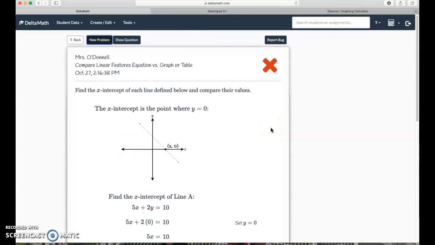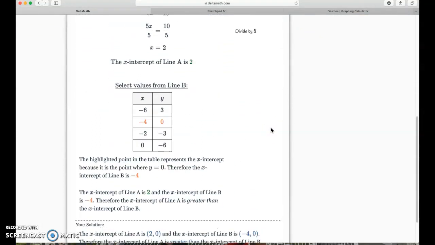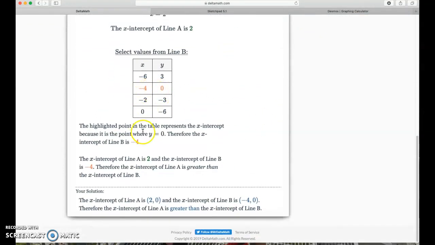Okay, and sometimes this kind of thing will happen with Delta Math, right? Like I'm reading through, I see I did the exact same thing that they did, but I have to compare and contrast. And this is part of life in the digital age, right? So we have to write it in a format that Delta Math wants. They wanted us to compare 2 and negative 4.